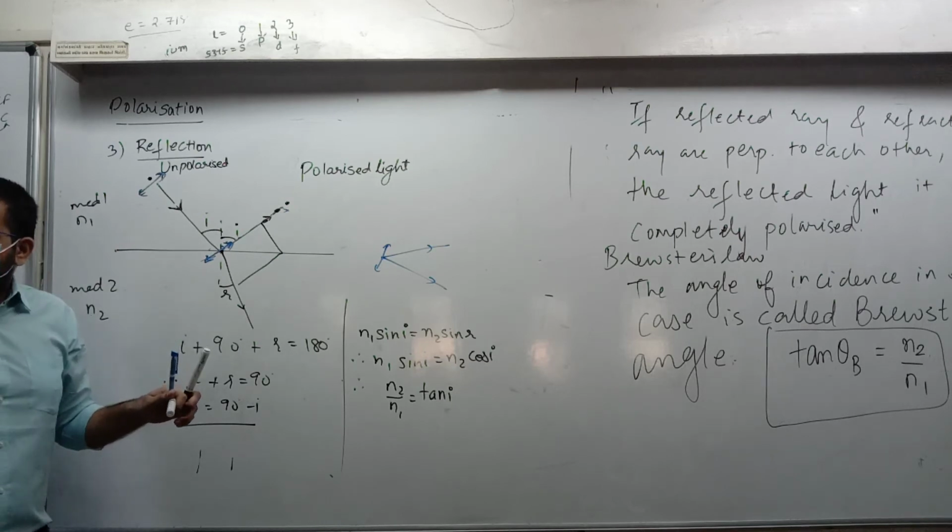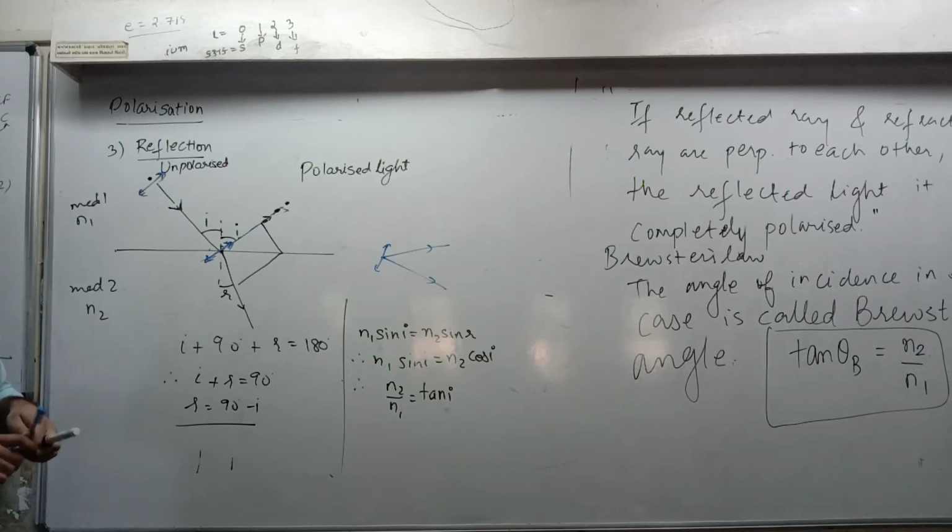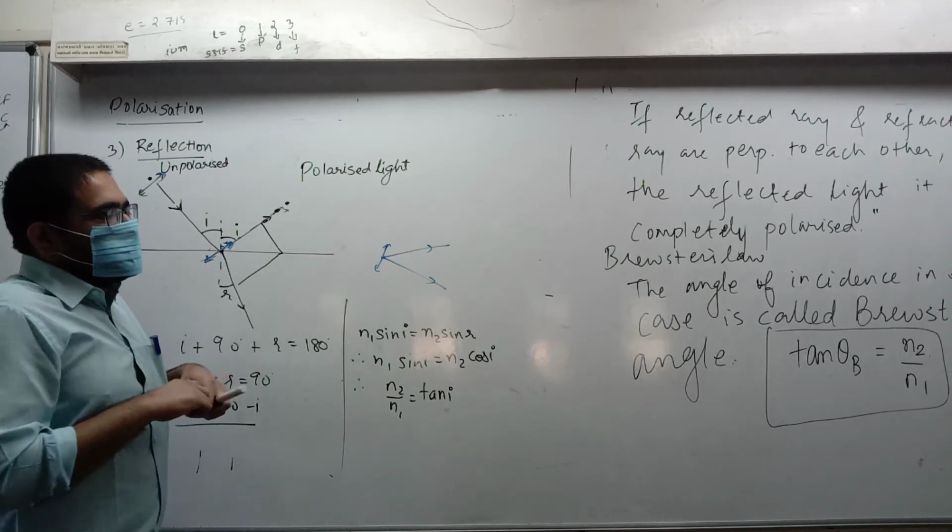There is no worry about rare or denser here. Let me tell you that. There is absolutely no worry about rare or denser. So that is Brewster's law.